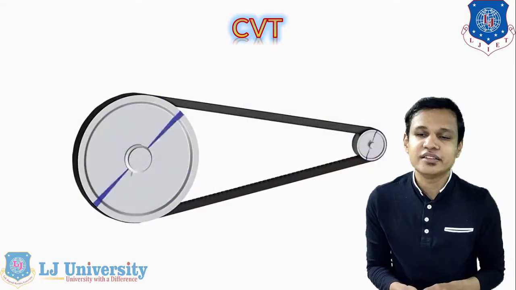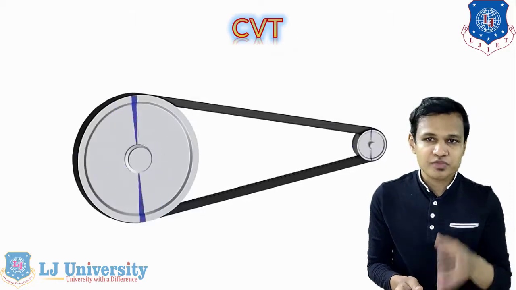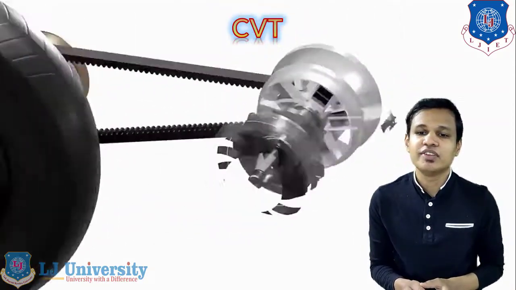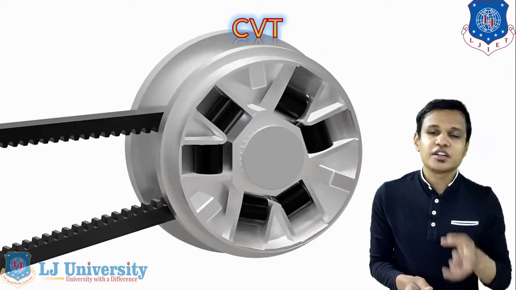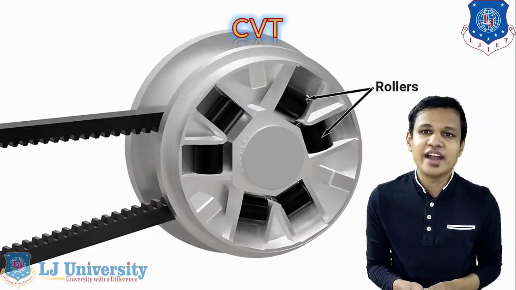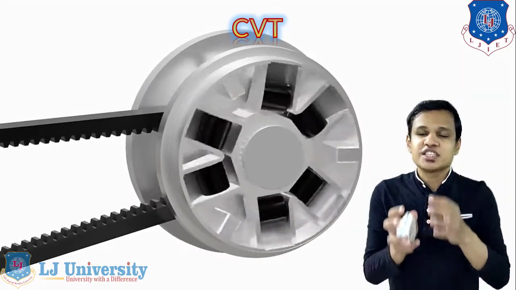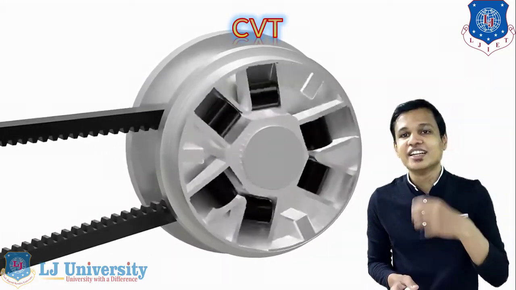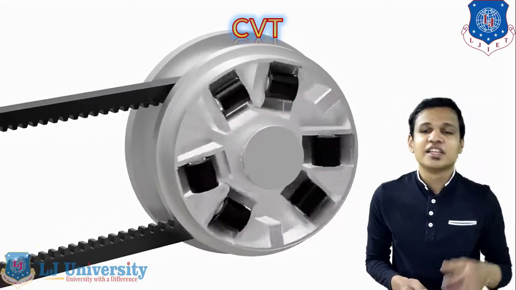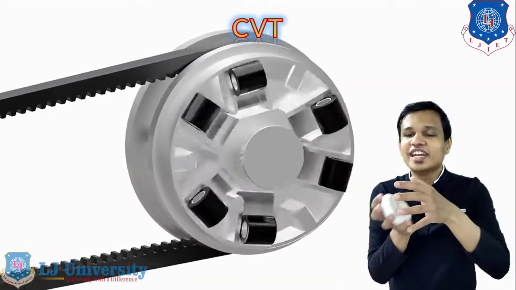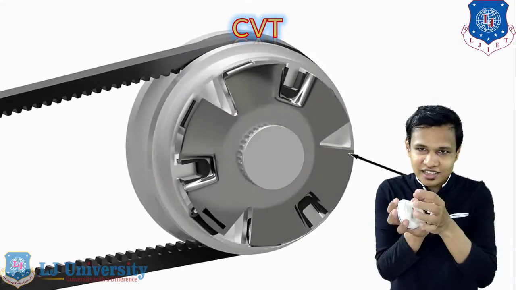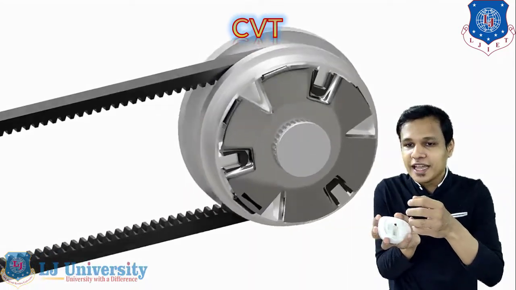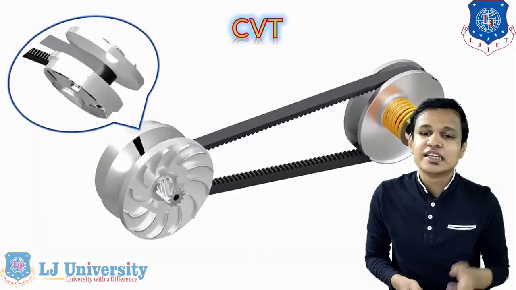When the speed increases, the diameter of the driving pulley will increase and the diameter of the driven pulley will decrease. In this figure, you can see that the rollers are provided in the variator, which changes the diameter of the pulleys which are connected in the CVT system. That diameter will be changed whenever the speed increases. The rollers will get the centrifugal force, and that centrifugal force will change the diameter of the pulley, and this is how the speed of the CVT will increase.